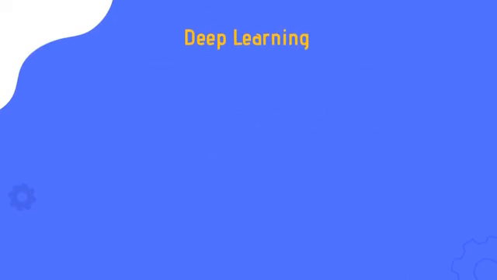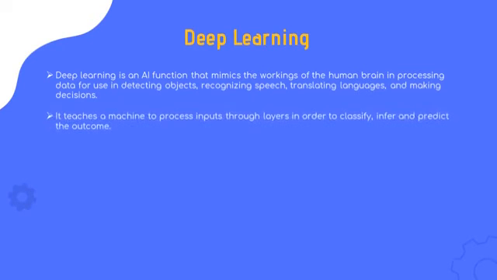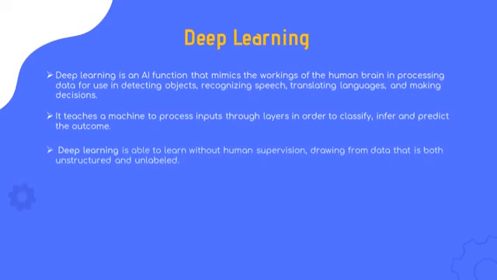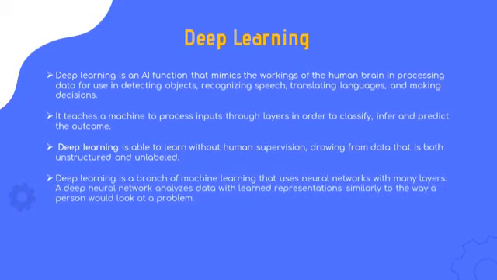Let's see about deep learning. Deep learning is an AI function that mimics the workings of a human brain in processing data for use in detecting objects, recognizing speech, translating languages, and making decisions. It teaches a machine how to process inputs through layers in order to classify, infer, and predict the outcome. Deep learning is able to learn without human supervision, drawing from data that is both unstructured and unlabeled.